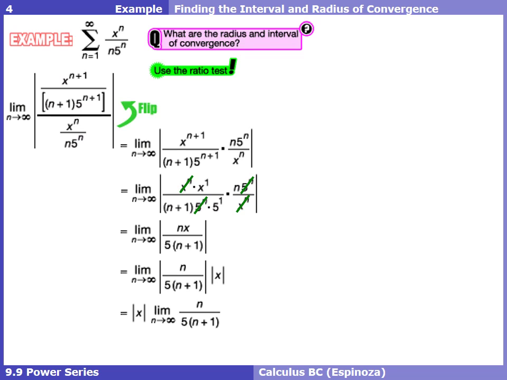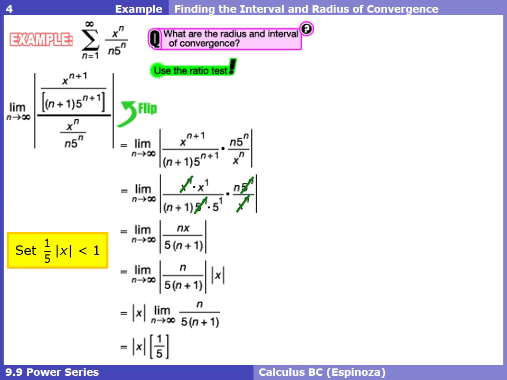You'll notice in the top and the bottom we have a power of n to the first power, I should say. Those essentially cancel out in infinity, and we're left with the value of 1/5. So the result of our ratio test is absolute value of x times 1/5. And if this infinite series up here, our original problem, is going to converge, our result has to be less than 1.